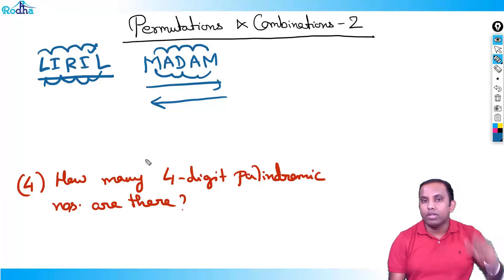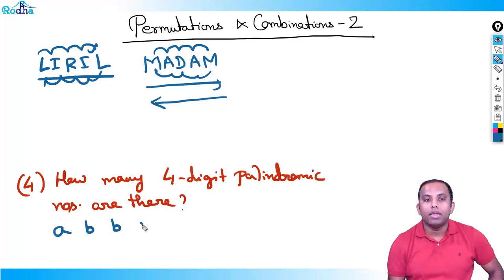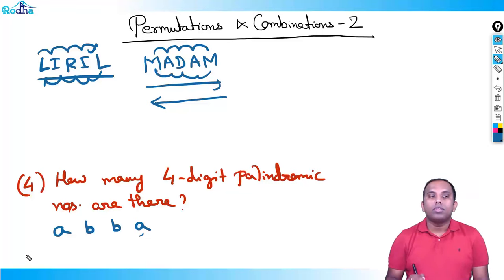This is a palindrome. So a four digit palindromic number will always be of the form A, B, B, A. From left to right, it reads like A, B, B, A. From right to left also, it reads like A, B, B, A. So it's of the form A, B, B, A. So how many four-digit palindromes are there?